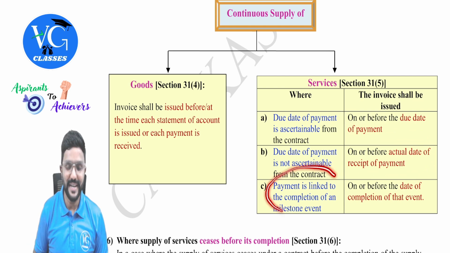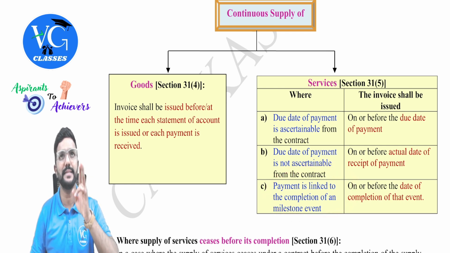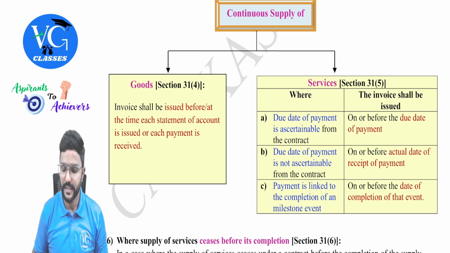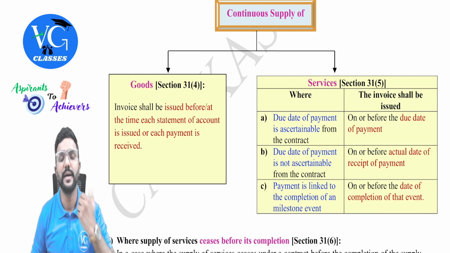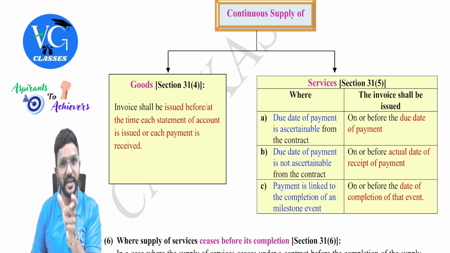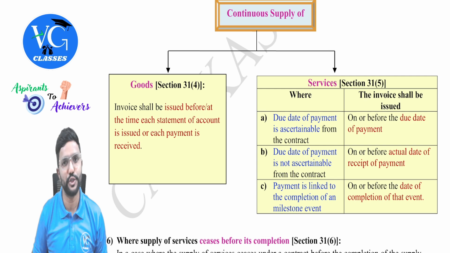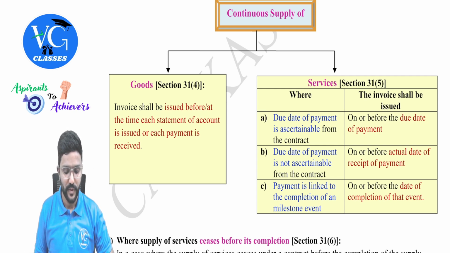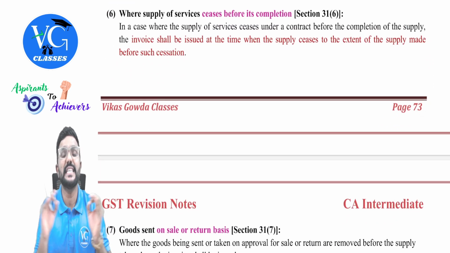Okay. Sir, what if the payment is linked to the completion of a milestone event? Means the recipient has told the supplier, only as and when you complete so much of work, I will make a payment of so much. In that case, on or before the date of completion of that milestone event, the supplier has to issue invoice to the recipient for the amount the recipient has committed to pay for that completion. For that much the invoice has to be issued on or before the completion of the milestone event.